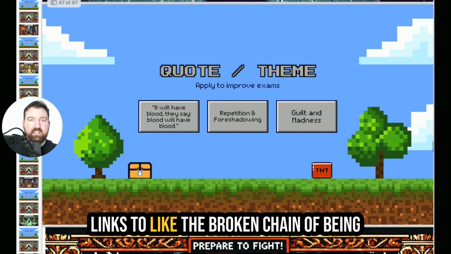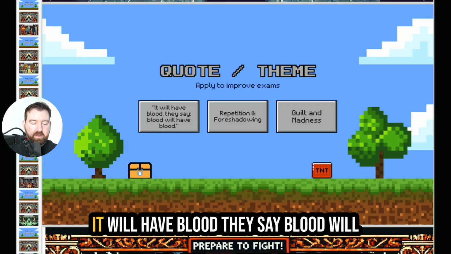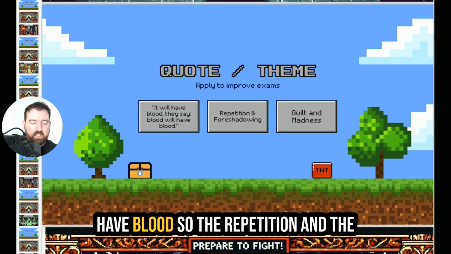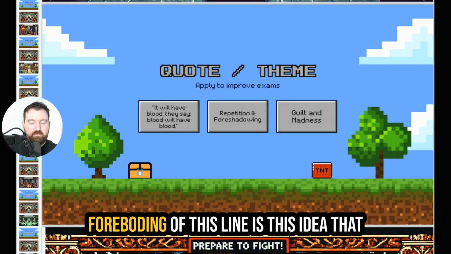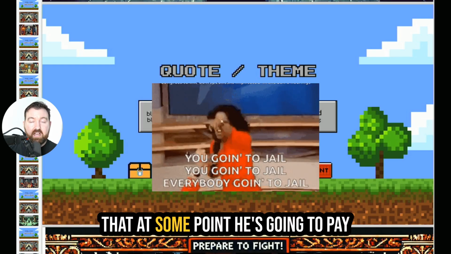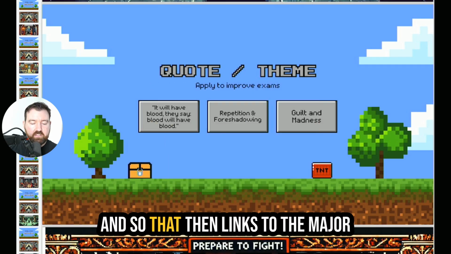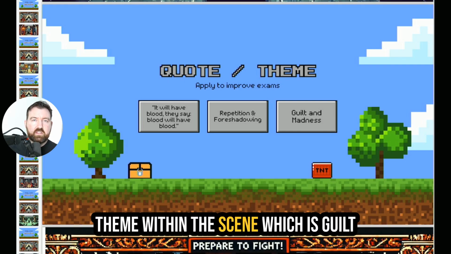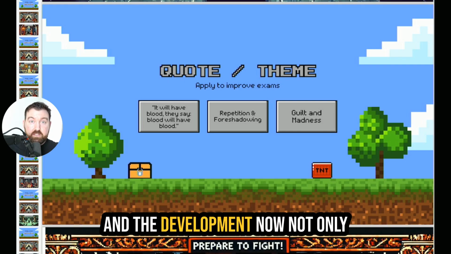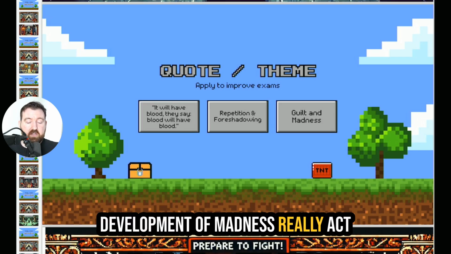And again, it links to the broken chain of being in terms of context. Macbeth comments, "It will have blood. They say blood will have blood." So the repetition and the foreboding of this line is this idea that Macbeth is catching up with the fact that at some point he's going to pay for his crimes, and so is Lady Macbeth. And so that then links to the major theme within the scene, which is guilt, and the development now not only of paranoia but starting to get into development of madness, really.